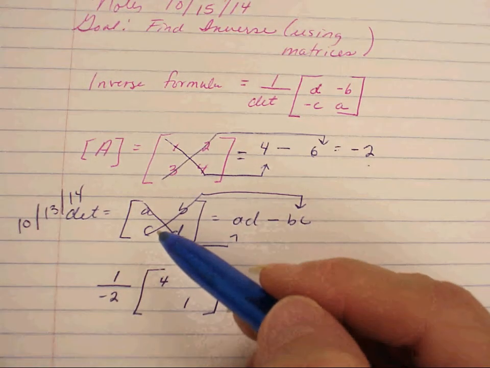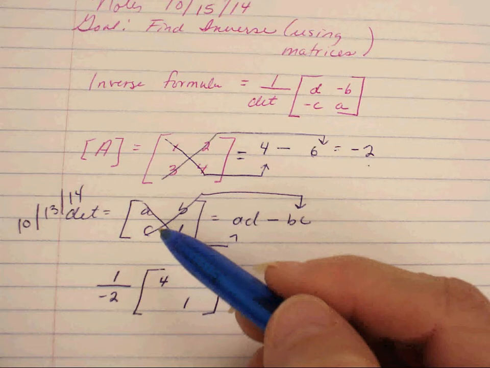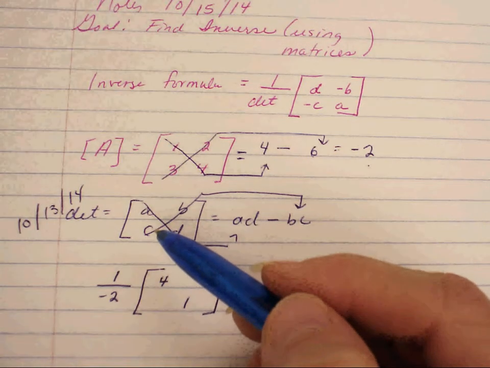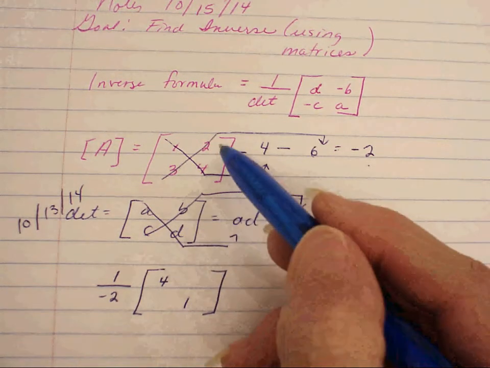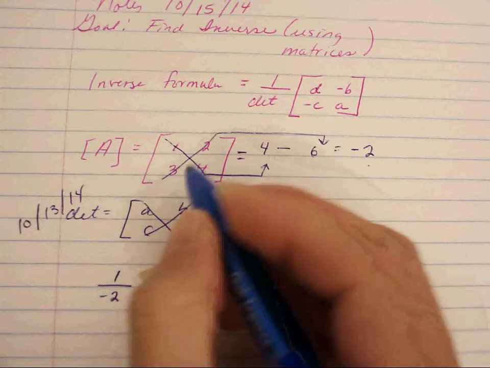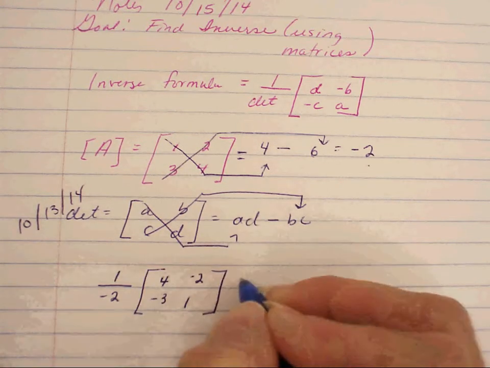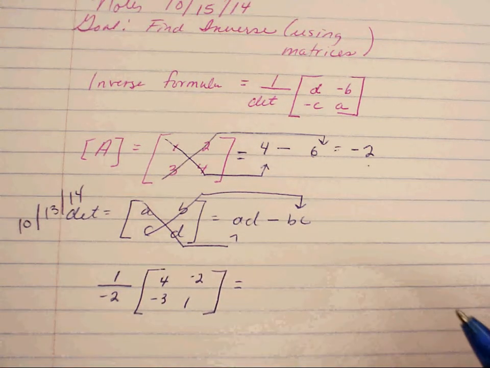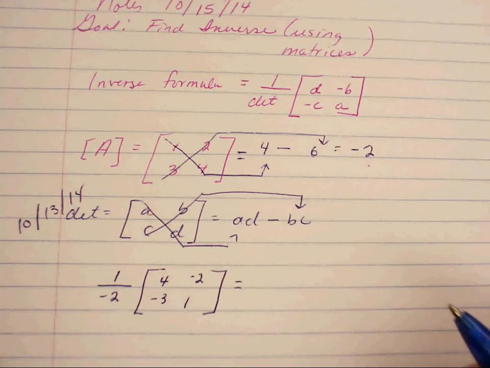Then what happens to B and C? Do they change actual position? Are B and C still in the same spot? Yeah, so how would you describe the change? Yeah, we're just going to change the signs, aren't we? So 2 becomes negative 2 here, and 3 becomes negative 3 there.